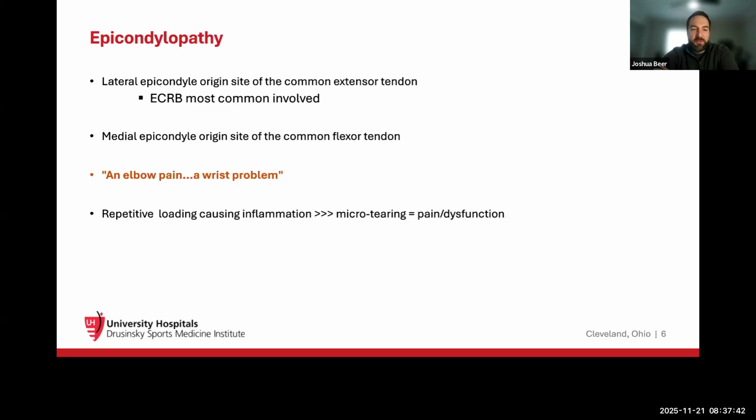And really what's causing it is the repetitive loading leading to inflammation and ultimately micro tearing, causing pain and dysfunction. And as you're well aware, you can splice epicondylopathy out into either epicondylitis, the more acute 0 to 3 month inflammation, and then epicondylosis, going past that 3 month mark, more of a chronic issue.